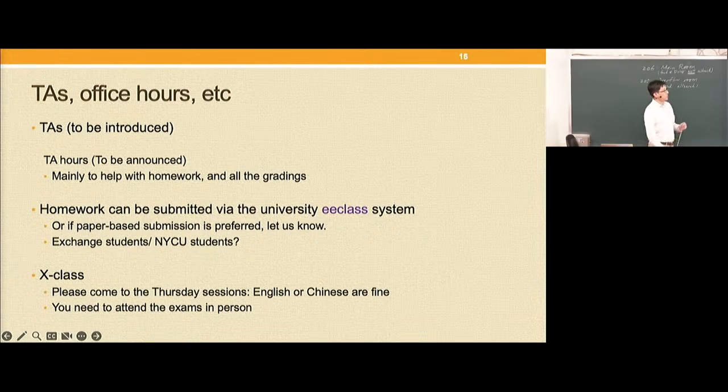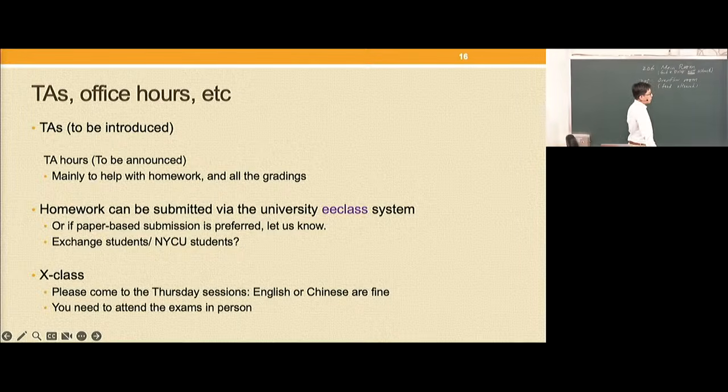And TA office hours, etc., miscellaneous information. TAs, please say hello with your hand. And we actually have 6 TAs. Okay, so they are going to be in charge of various tasks, and they are mainly to help with your homework and all the gradings. All the gradings are going to be performed by the TAs. And I also asked the TAs to be available for their TA hours, and they will be announced.